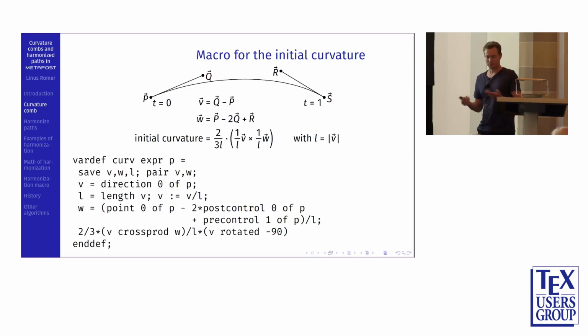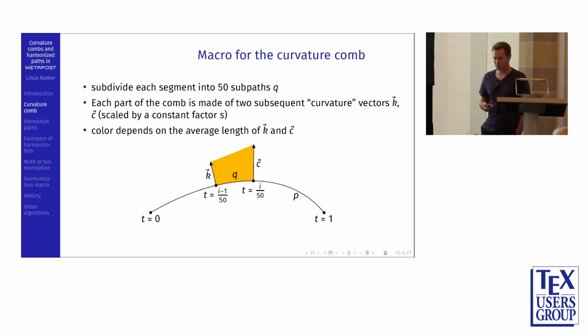So the macro just does this, as I said. It takes these variables and calculates it. I won't go very much into detail, because you could also read it in the preprint, for example. Then the macro for this curvature comb works like this. I have hardwired 50 sub-segments. Of course, you could change that, but 50 seems to be a reasonable number.